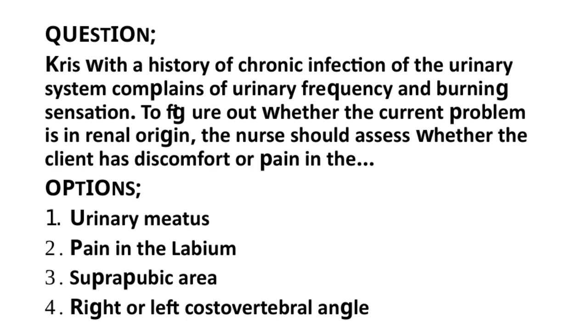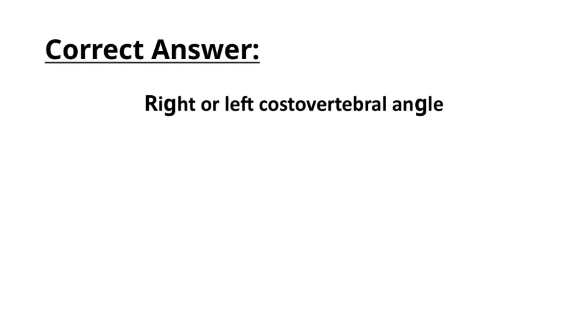In contrast, if the pain or discomfort is felt in the right or left costovertebral angle, that's the area just below the rib cage on either side. That could signal a problem with the kidneys themselves. Understanding where the patient is experiencing pain helps us pinpoint whether the infection or issue is in the renal system or elsewhere along the urinary tract. This assessment is crucial because it guides our diagnosis and subsequent treatment plan, ensuring that we address the root cause appropriately.